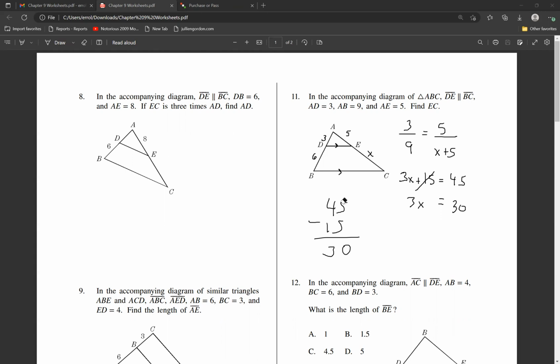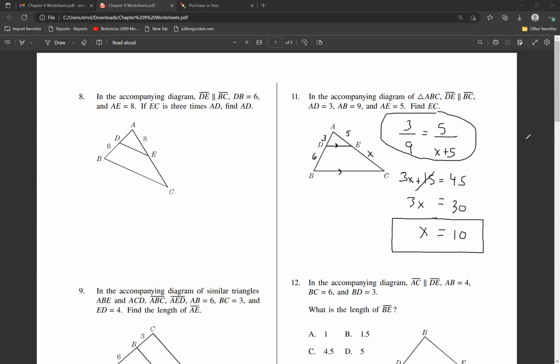All right, so 3x equals 30. Now what do you do? Divide. Divide by what? 3. Okay, so what's 30 divided by 3? 10. There you go. See, everything's based off of this ratio right here. Once you set up the right ratio, you should be good. Any question on that one? No. All right, let's go to 12.